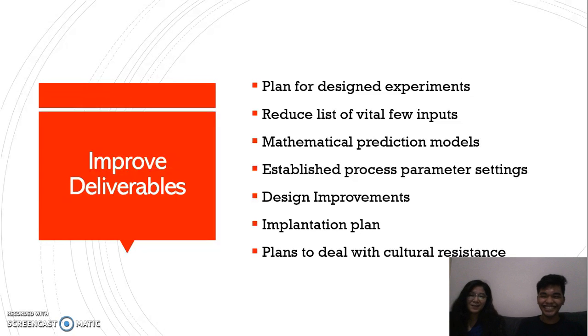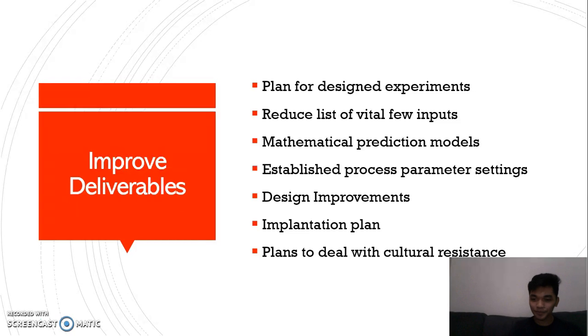So to improve deliverables, you must plan for designed experiments; reduce the list of vital few inputs; build mathematical prediction models; establish process parameter settings; design improvements; make an implementation plan; and, last, plan to deal with cultural resistance.